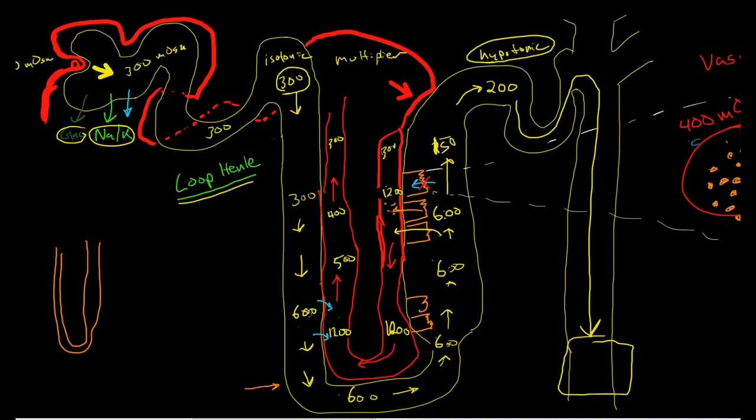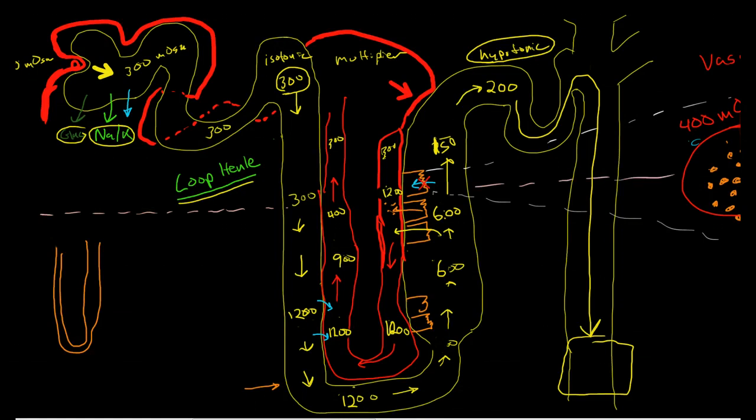So we end up having very concentrated urine here near the hairpin turn. And again, it's able to be concentrated because, as the water gets dumped into the vasa recta, that more diluted plasma gets carried away, right? So as we move in this direction, we get less and less concentrated.